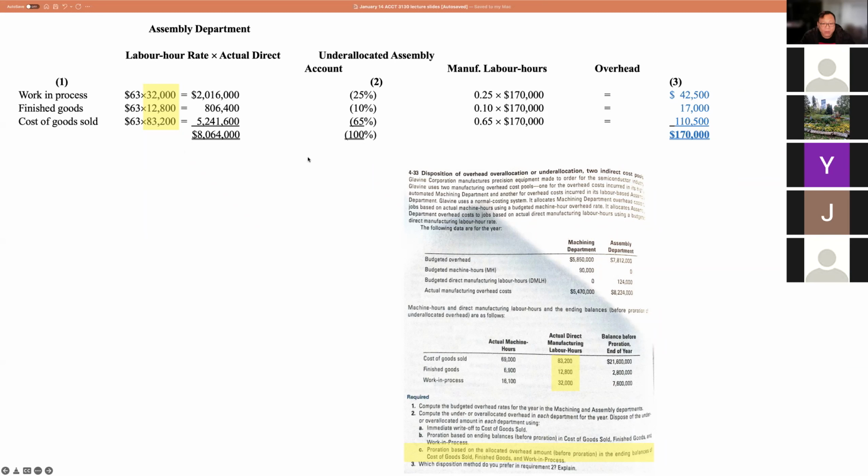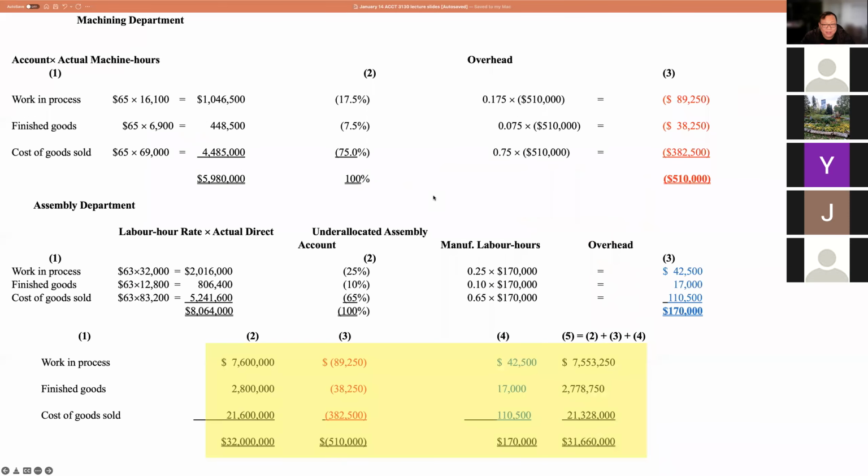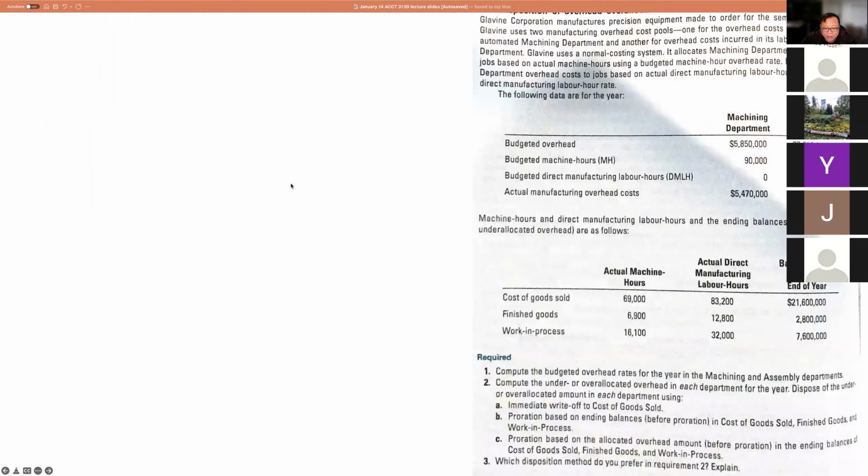Okay, so now you put them together. This is the machining department numbers, the red is for the machining, and the blue is for the assembly. Then you put them together and figure out the balance after. So this is the second question. When we are done with the last question, we're going to take a break, okay?